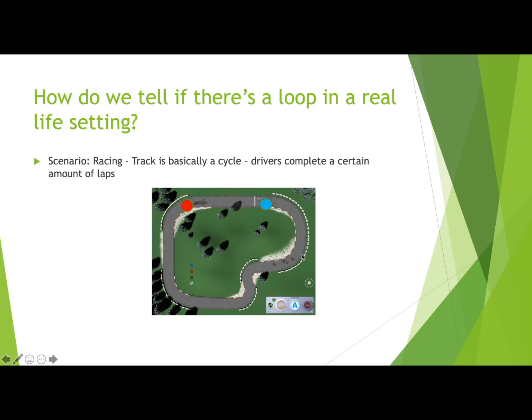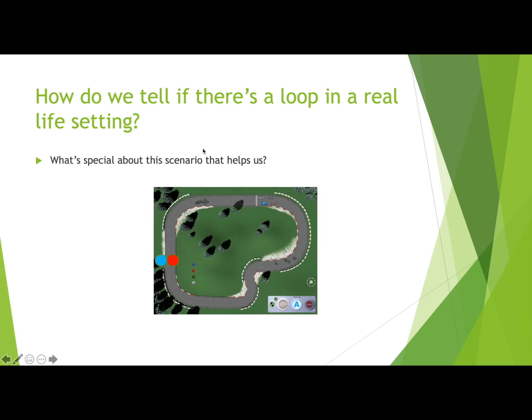So in this case, it makes sense. You could think of this as a cycle here, where we have two drivers: the blue driver and the red driver. Now think about a case where these two might help us lead to the answer. What's special about this scenario that helps us? I kind of give you a hint in the picture. Does anyone want to tell me what it is?